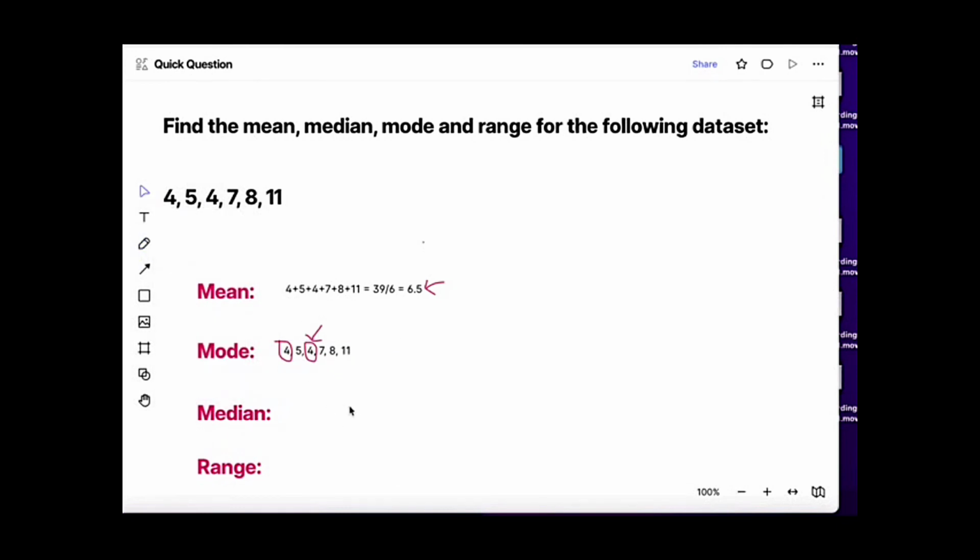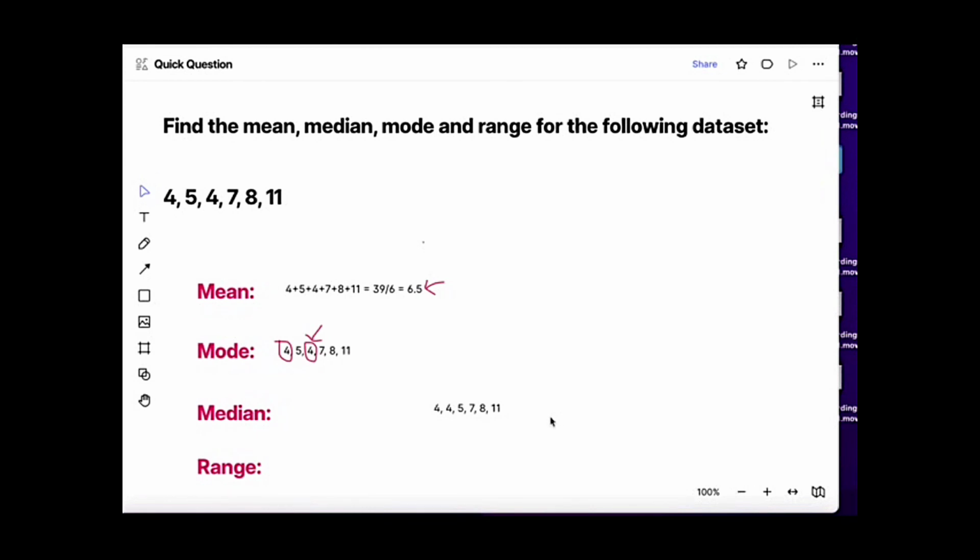Okay, now we're going to calculate our median. For our median, we do need to put the numbers in order, if you remember. So let's start by putting our numbers in order, and I'm going to put them right here so that our little tool doesn't get in the way. We've got a 4 and another 4 and a 5, a 7, an 8, and an 11. And what did we say we need to do when calculating the median? Well, the median is a number that is right in the middle.